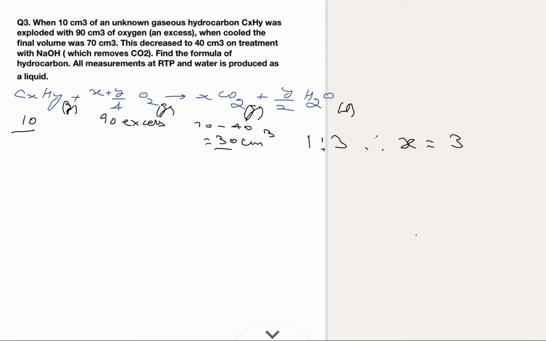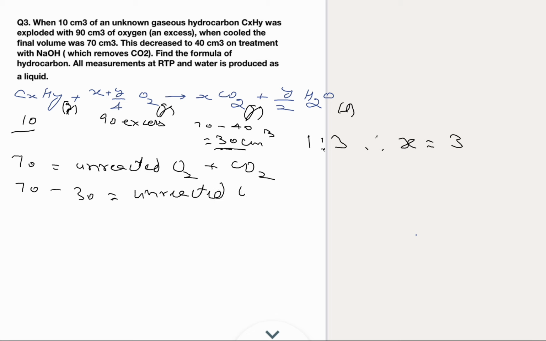Now let's see what else we have. When the mixture was cooled, the final volume was 70 cm³. So that 70 cm³ was equal to the unreacted oxygen and also the carbon dioxide which had formed in this reaction. So 70 minus carbon dioxide, which was 30 cm³, that was the amount of unreacted oxygen here, which is equal to 40 cm³.